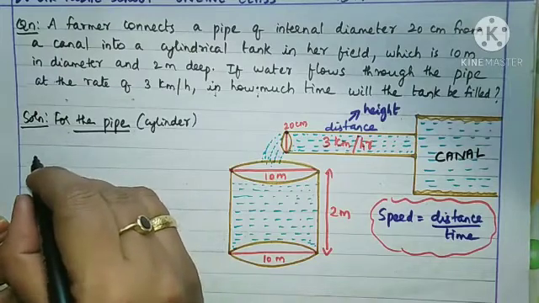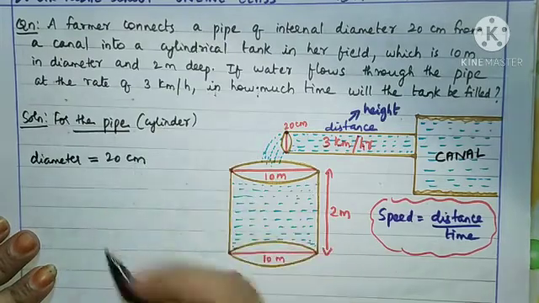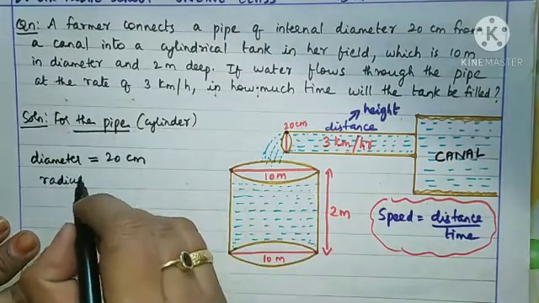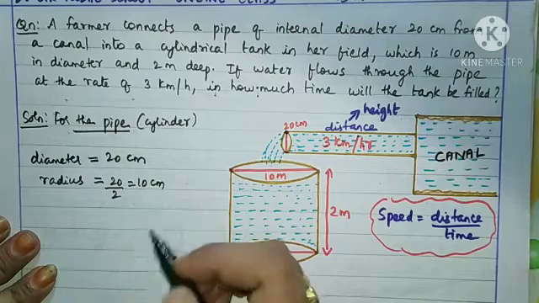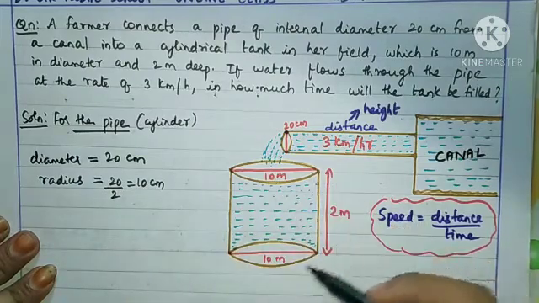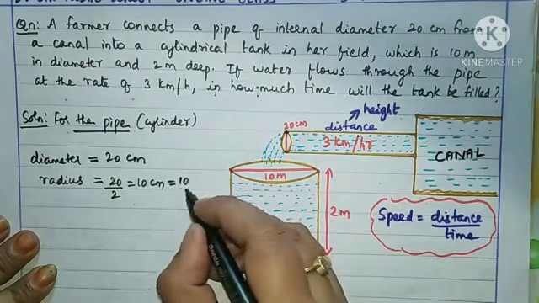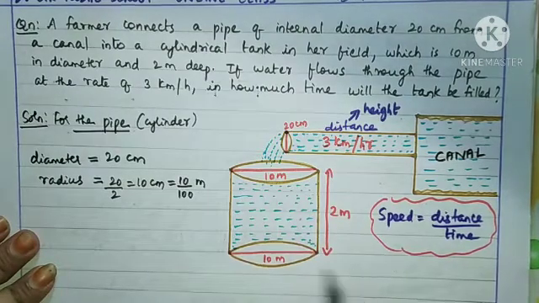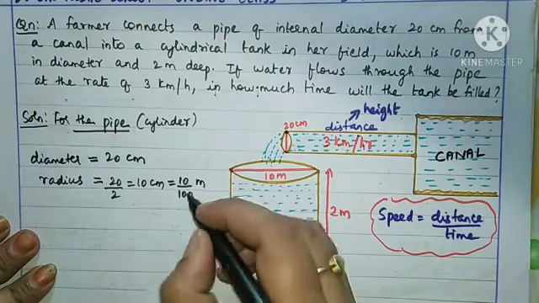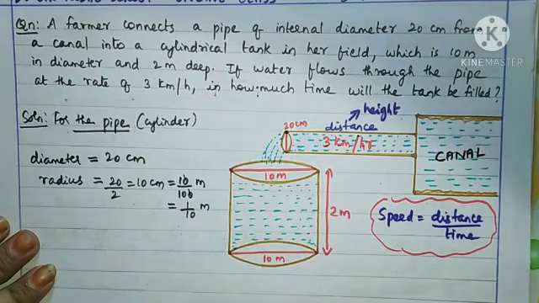What is given? Diameter of the pipe is 20 centimeters. So you can calculate radius, half of 20, that is 10 centimeters. And what I told you here, because the units are given in meter, you can convert here, divide by 100, it will change into meters. Okay, yes. Now here if you are cancelling this 0, 0, it will be equal to 1 by 10 meters. Okay, so radius of the cylinder we wrote.